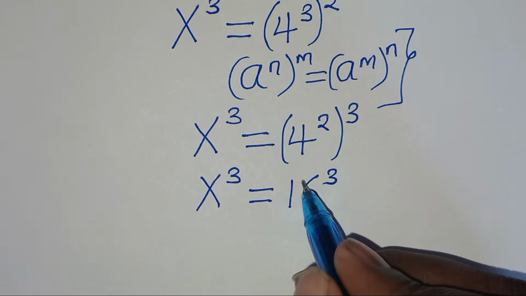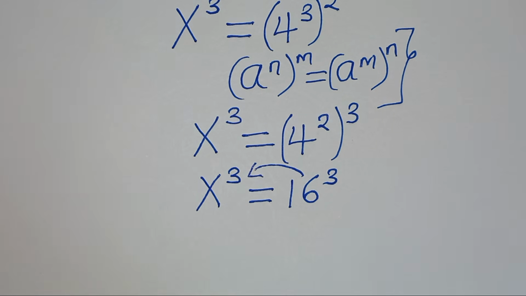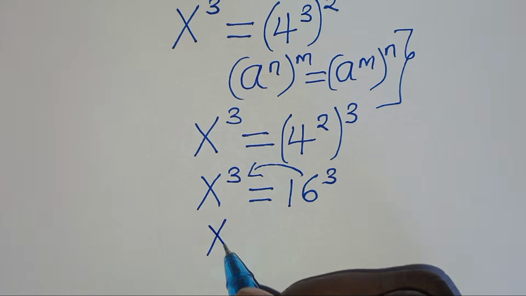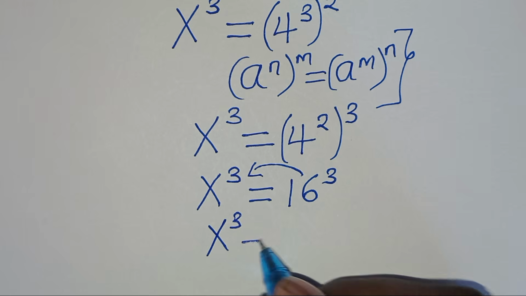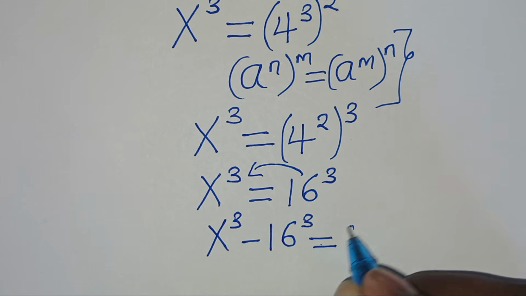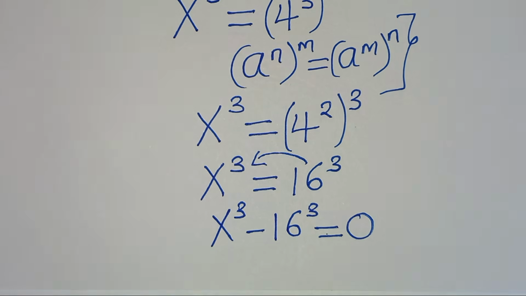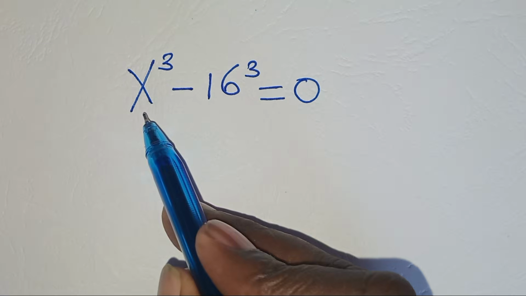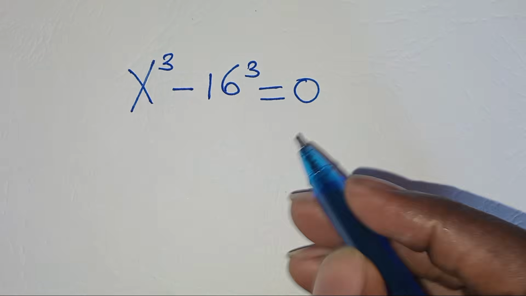The next step is to take 16 to the power of 3 to the left hand side, so that we have x to the power of 3 subtract 16 raised to the power of 3. This is equal to 0. Now we have x to the power of 3 minus 16 to the power of 3.